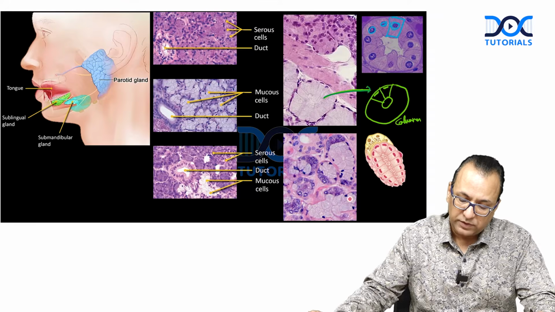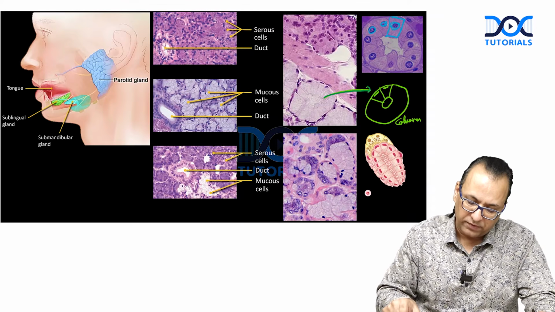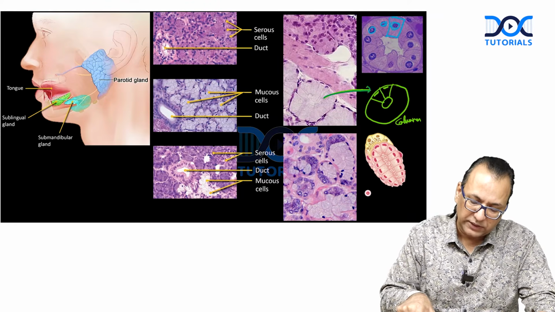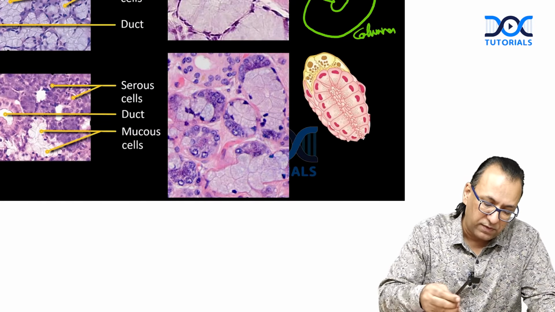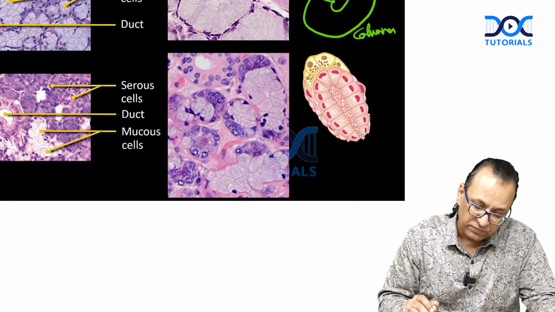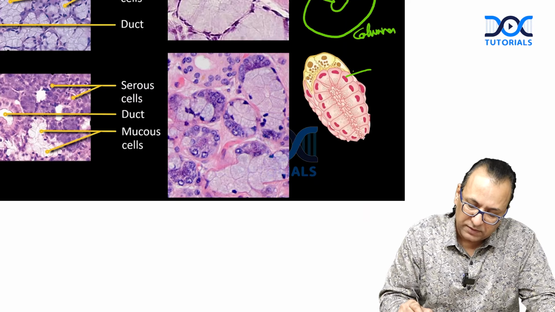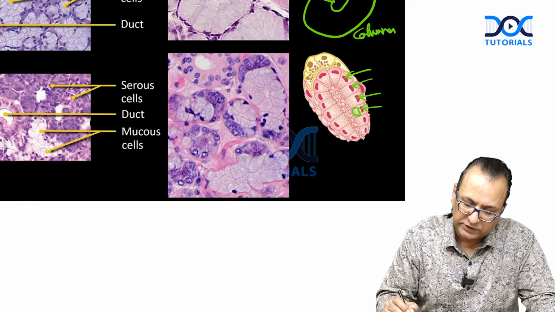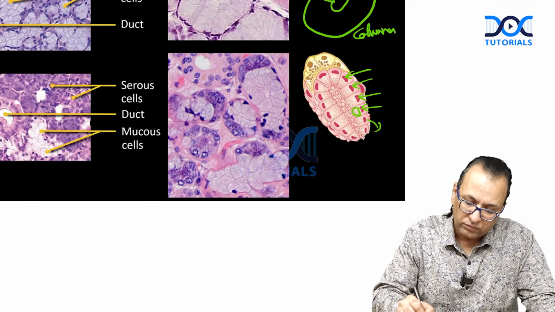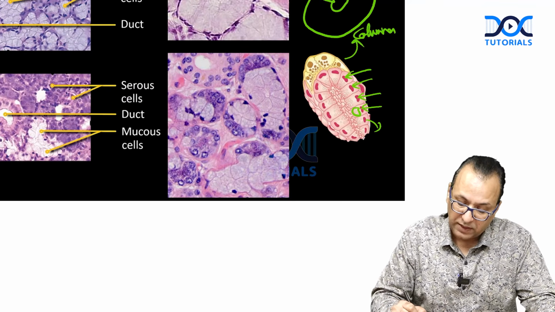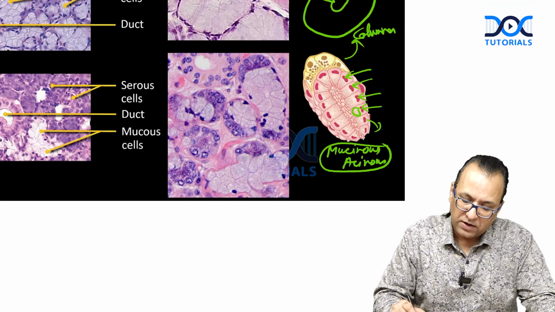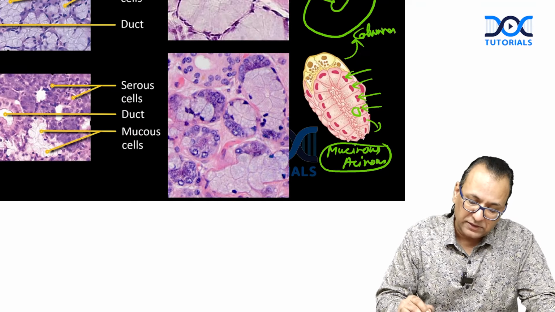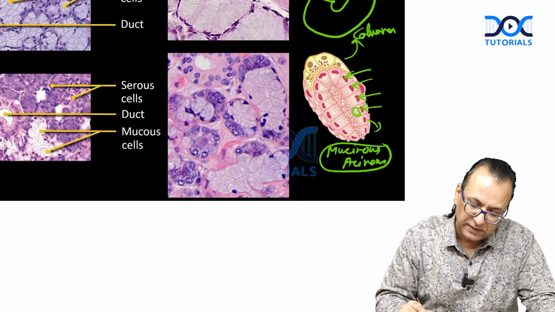Plus you see the magnified view now. Let me zoom this area to have a better view, and you will find a serous demilune here. First of all, you can see for yourself, this is the cell which has the nucleus pushed to the periphery, with a lot of secretions here. So this is basically what we have drawn here, the mucinous acinus. We call it mucinous because the nuclei are pushed to the periphery. And this one, as you see, is the serous acinus.